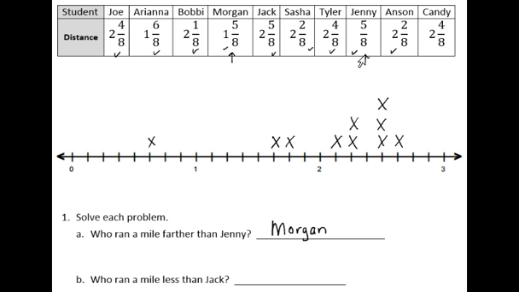And then who ran a mile less than Jack? Well, Jack's at 2 5/8 of a mile. If I take one of those miles away, that also equals 1 5/8. And again, that would be Morgan. So Morgan ran 1 mile farther than Jenny and 1 mile less than Jack.